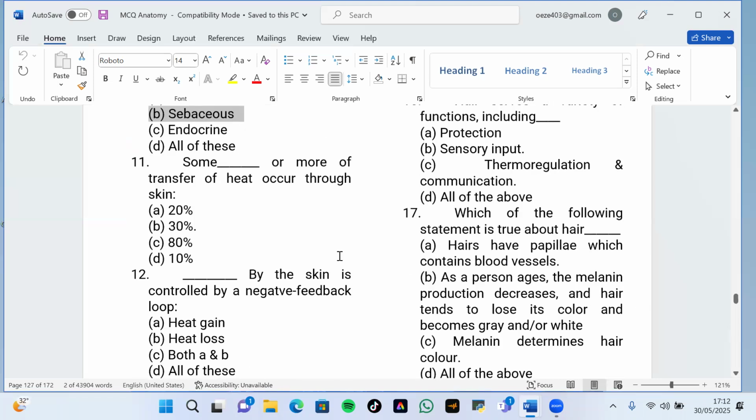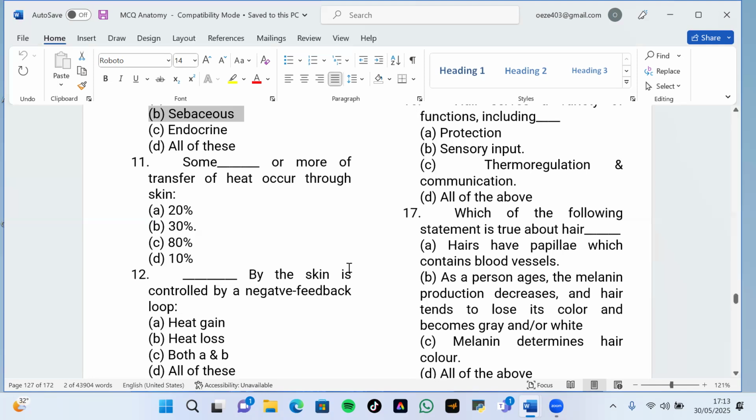The next question is, some dash or more of heat transfer occurs through the skin. We're trying to look at the percentage of heat transfer that occurs through the skin. The answer is C, 80% or more of heat transfer occurs through the skin. The skin has a lot of responsibility, such as thermoregulation. So it does this particular function.